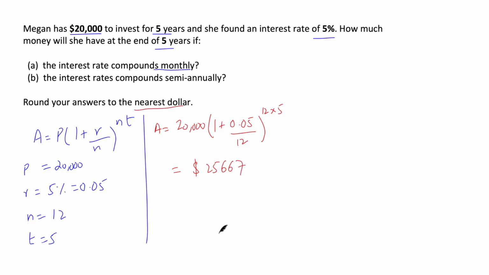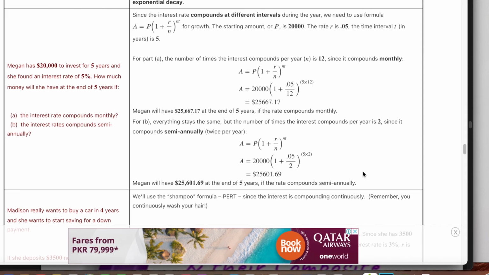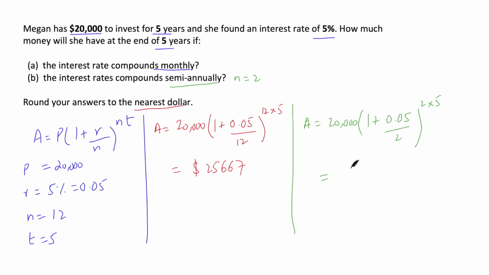This is our answer. Now let's have a look at the second question, where the interest compounds semi-annually. Semi-annually means n equals 2. That's all. Everything else remains the same, only n changes over here. So A equals 20,000, principal amount remains the same, we have 1 plus 0.05 divided by 2, raised to power nt, 2 into 5. This is the equation that you need to solve. You can use the calculator and the answer that you will get is $25,602 rounded off to the nearest dollar. There you go.